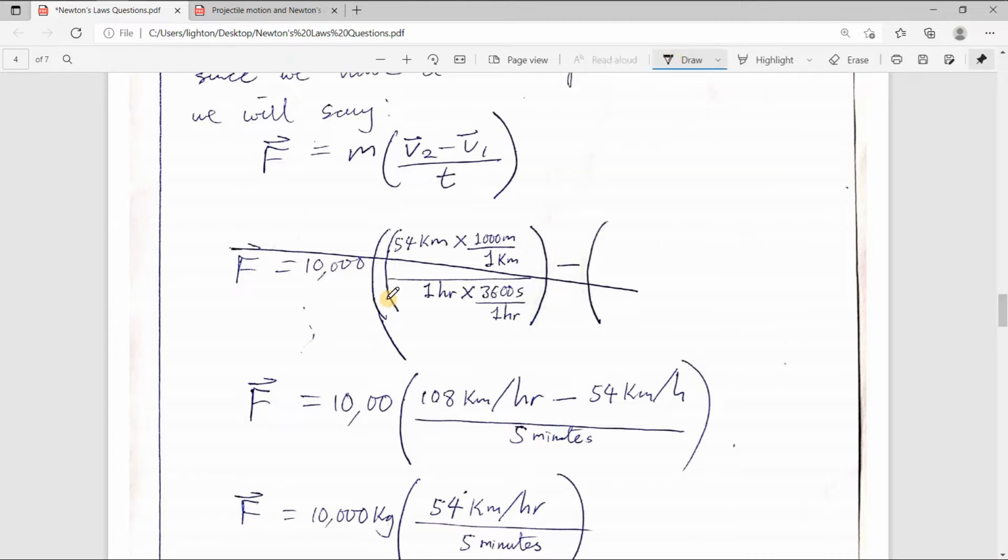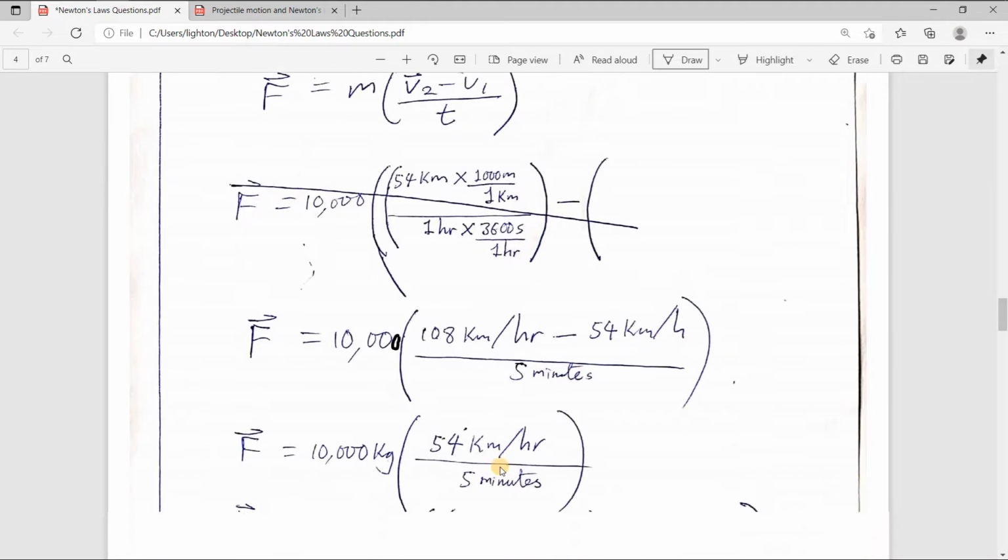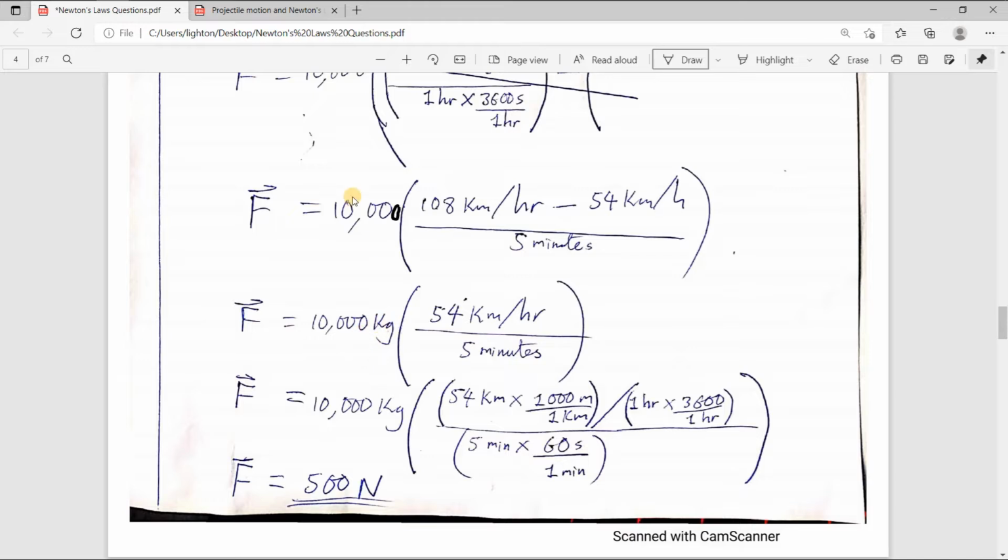Okay, let's do that. This is 10,000 kg multiplied by v2, the final velocity, which is 108 kilometers per hour, minus v1, which is 54 kilometers per hour, over time, which is 5 seconds. So now look what has happened. This is 10,000 kg coming back as it is. Now 108 minus 54 is just 54 kilometers per hour, and you're getting that over 5 seconds.